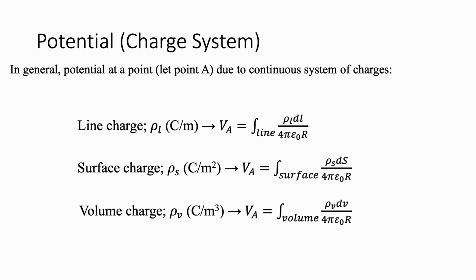Okay, so now let's look at potential for a charge system, whereby just now we have discussed in terms of point charge only. So how about for other charges, other continuous systems of charges? So we know we have line charge, we have surface charge and volume charge.